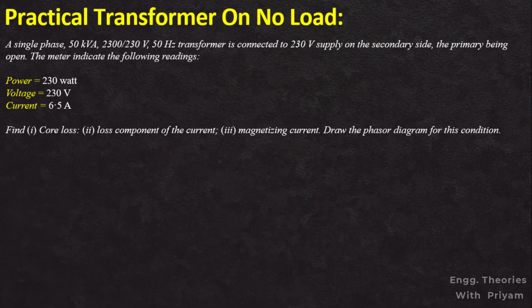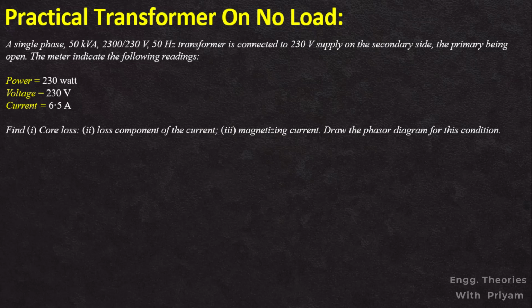We have a single phase transformer with 50 kVA rating, and supply is 2300 by 230 volts and 50 hertz frequency, which is connected to a 230 volt supply on the secondary side, and the primary is open. The meter indicates the following readings: power is equal to 230 watt, voltage is equal to 230 volt, and the current is equal to 6.5 ampere. We need to find the core loss component of the current and magnetizing current.